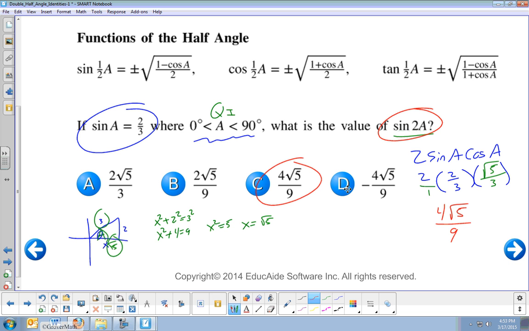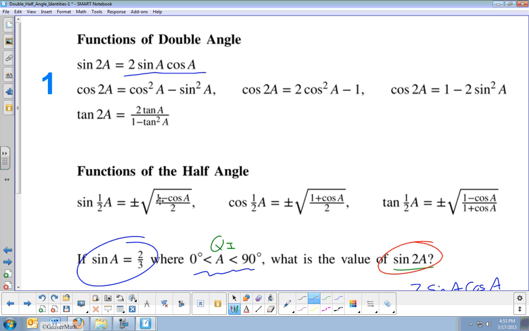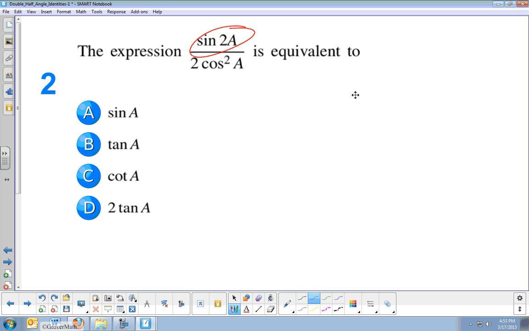Sometimes it's algebra type stuff like this with numbers and fractions, and sometimes it's identities like what we did yesterday. So I have to recognize this, sine 2a, and I go back, all right, what's sine 2a? Well, it's the one we just used. It's 2 sine a cos a. So I'm going to replace that with 2 sine a cos a.